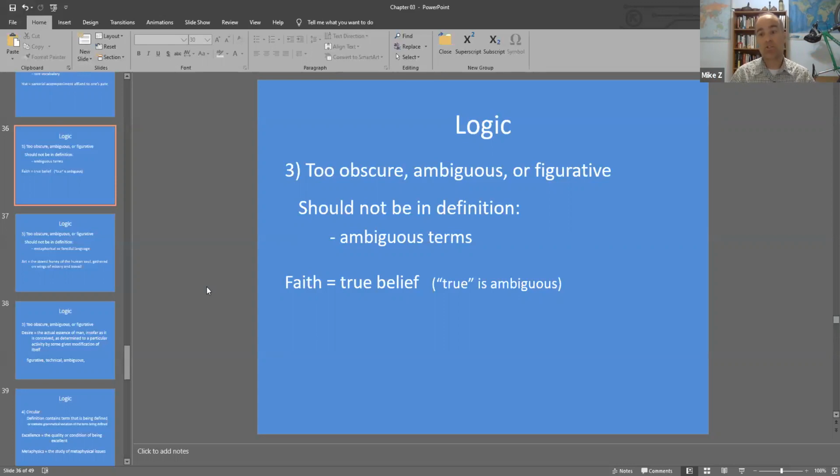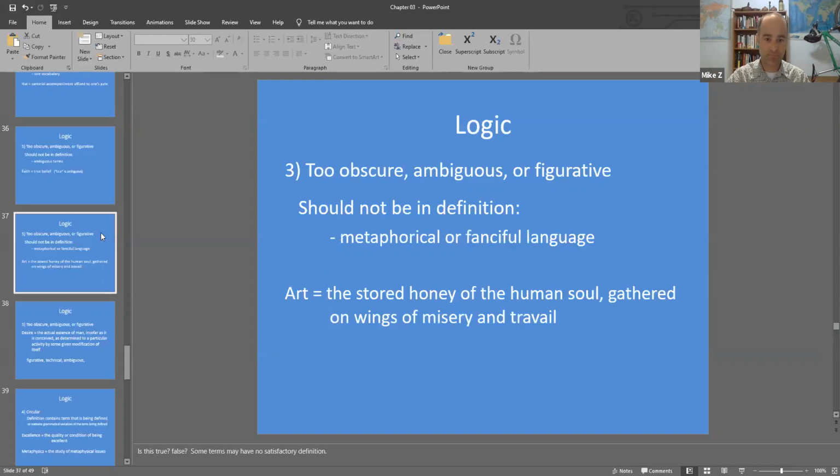Or saying something is a true belief could mean that the content of my belief is accurate. So I might say that I believe that the background of this slide here is blue. Well, the background of this slide is blue, so my belief is true, right? So I have a true belief about the color of the background of this slide. So saying that faith is true belief in and of itself is ambiguous. And we need to ask, well, what do you mean by true here? And so maybe this isn't the best kind of definition to provide for faith.